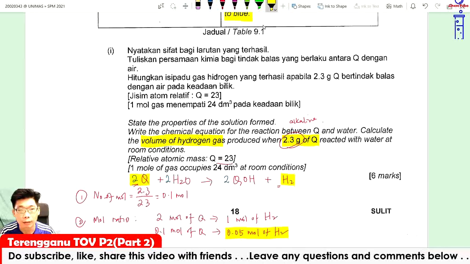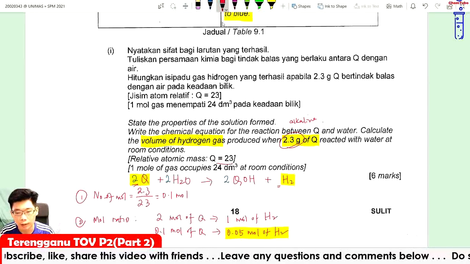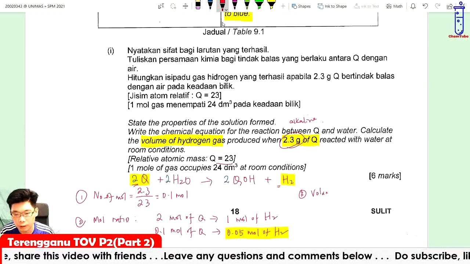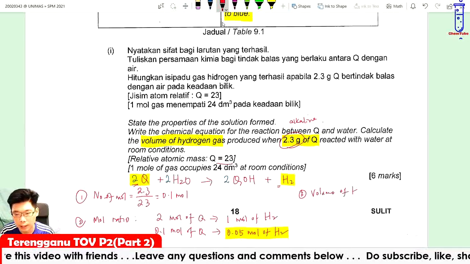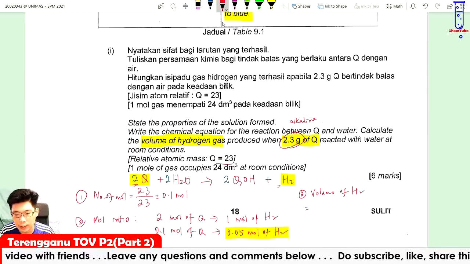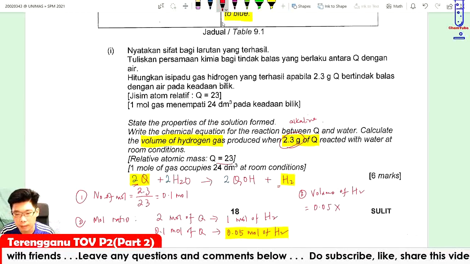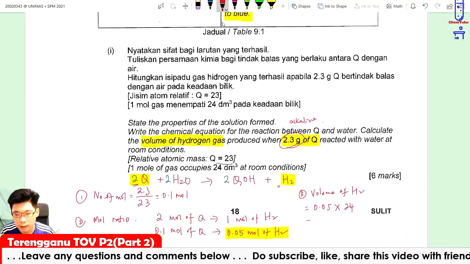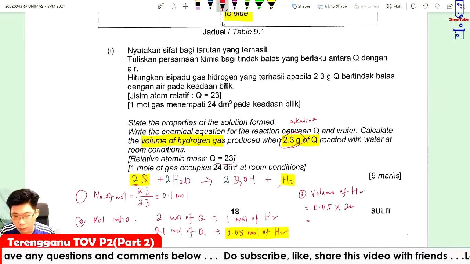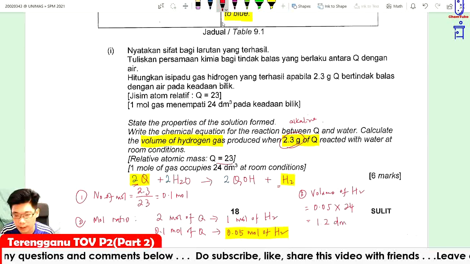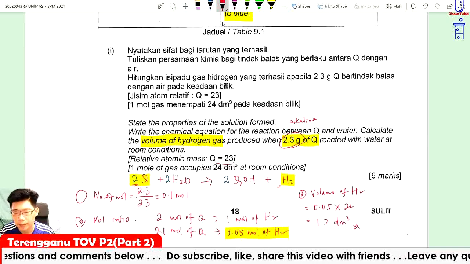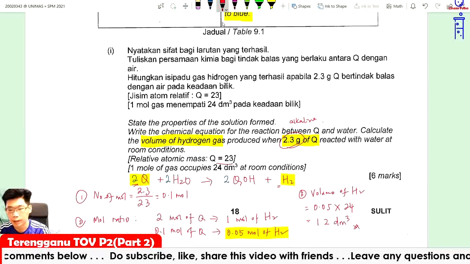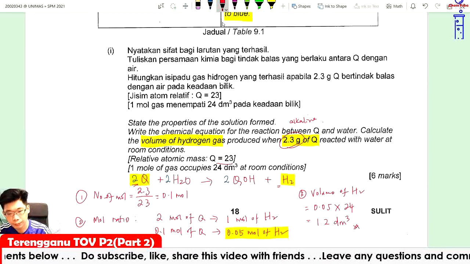Okay, so after you get the number of mole for the hydrogen, so next you can find the volume of hydrogen gas. So you will get 0.05 times molar volume at room condition is 24. So you will get 1.2 cubic decimeter. So unit must be stated correctly to get the full score.